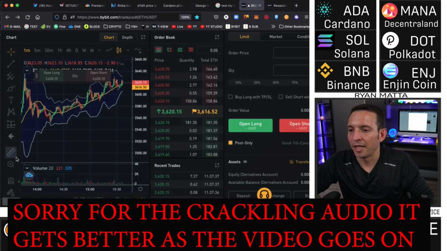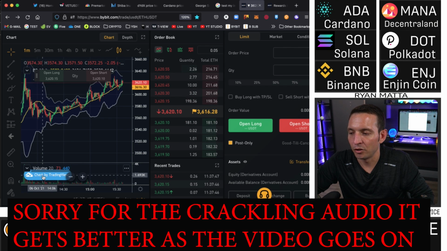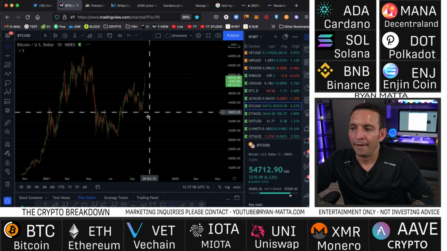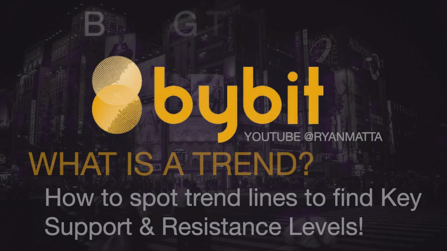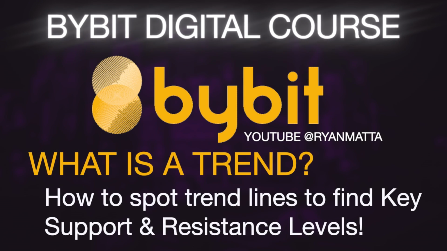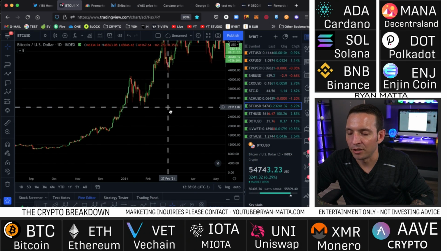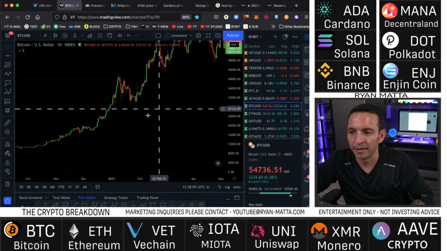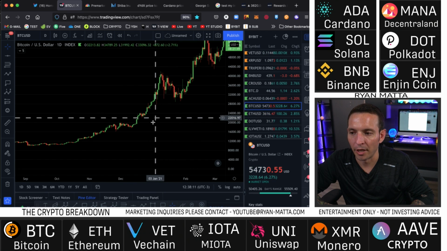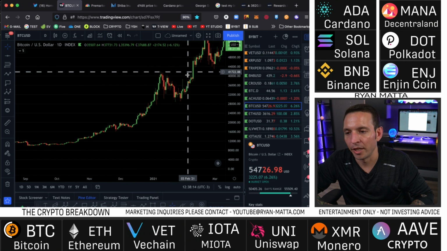So to help you understand support lines better, I can do a better job at charting that out on TradingView. So I'm just going to click the TradingView button and let's pull up Bitcoin on the chart. So what is a trend? A trend is a direction that price is headed. So outside of just looking at a chart, what are the easiest ways to see what way the market is trending? Are we in an uptrend? Are we in a downtrend?